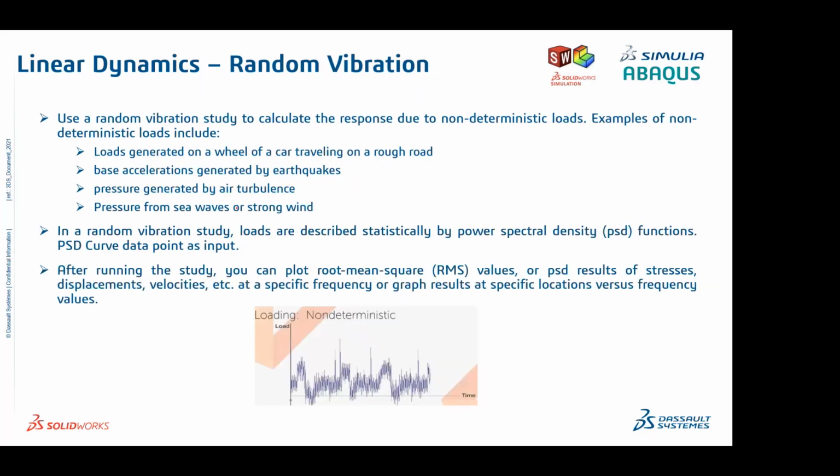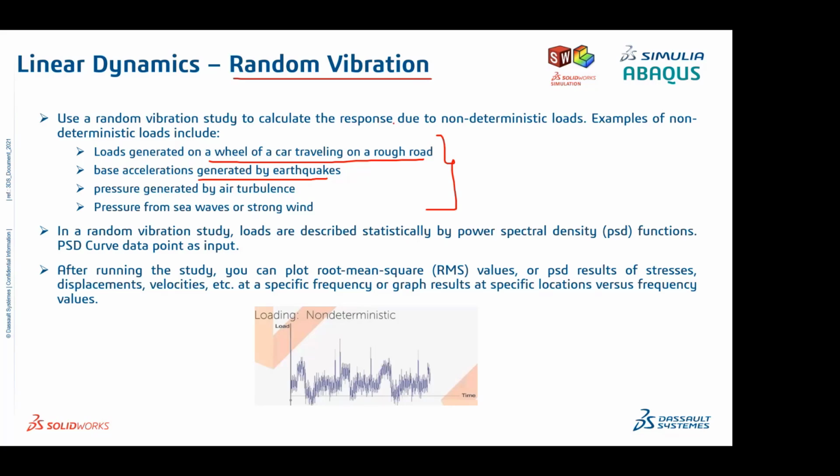So random vibration, again, is one more dynamic event. Here the loads are not deterministic. For example, the wheel of a car traveling on a rough road. We do not know how the loading conditions are, right? Or the base acceleration due to an earthquake event. These kinds of non-deterministic loads can be evaluated with random vibration.